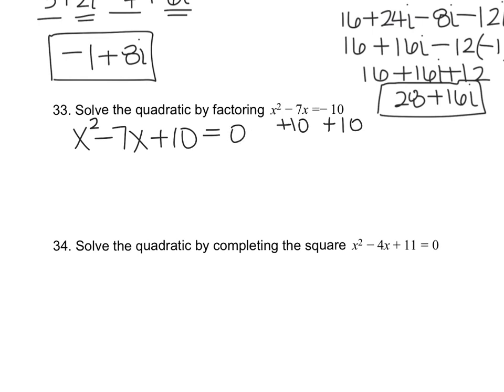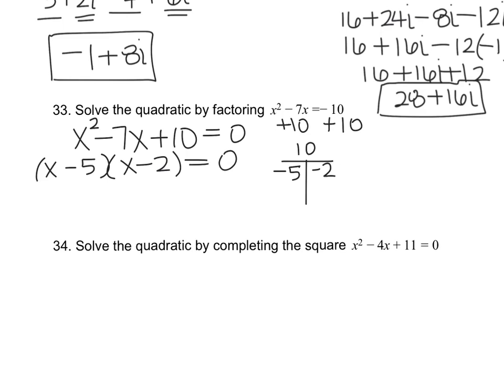Now, to factor this quadratic, I need to look for the numbers that multiply to 10 but add to -7. And in this case, it's going to be -5 and -2. That's the only way to multiply to a positive but add to a negative. So we're going to end up with x minus 5 in one parenthesis and x minus 2 in the other. And we're still equal to 0.